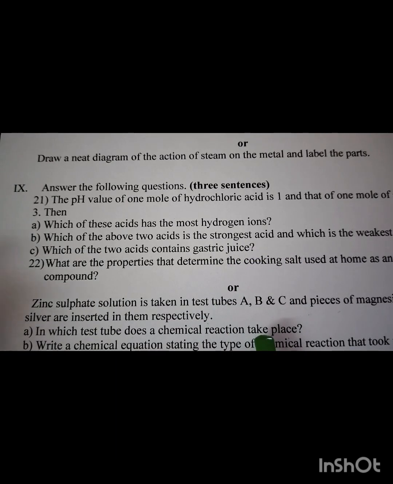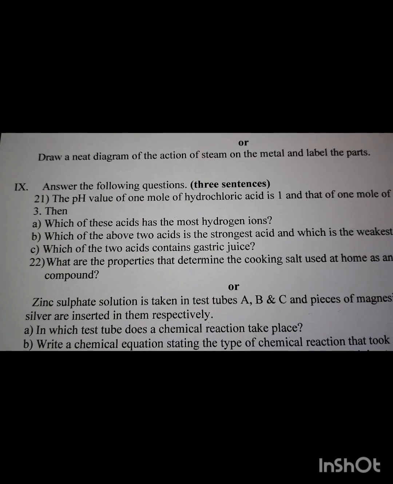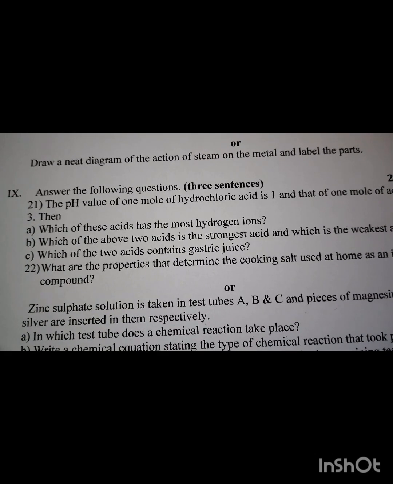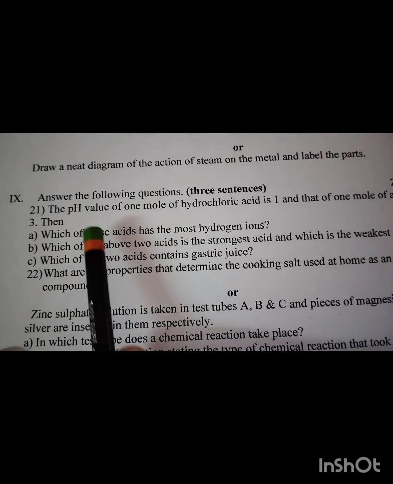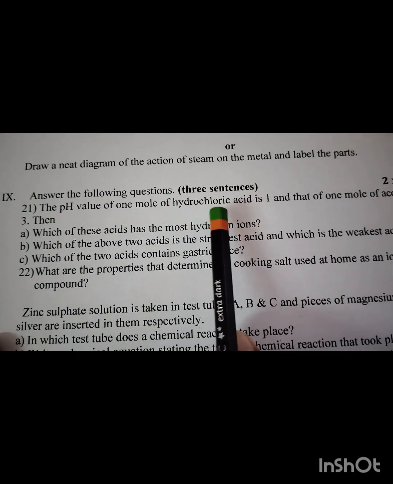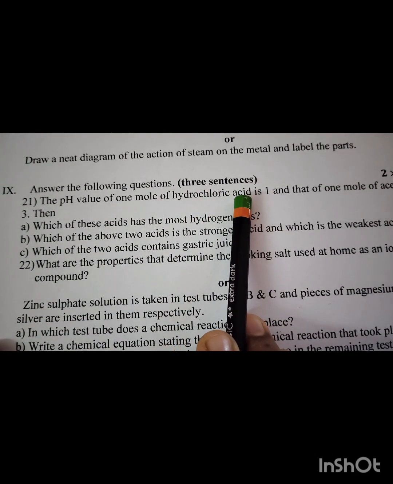We all know about this. H plus ions are measured by the pH scale. The pH scale inversely indicates the activity of the hydrogen ion of the solution. It means if the pH value is less, that acid contains more hydrogen ions. Then the most hydrogen ions are present in hydrochloric acid.